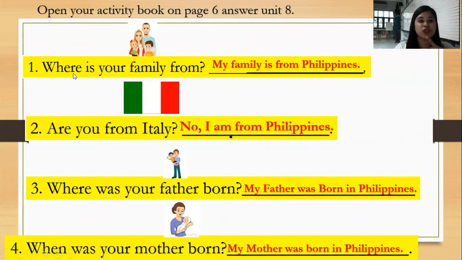Okay, let us read. Where is your family from? My family is from the Philippines. Are you from Italy? No, I am from the Philippines. Where was your father born? My father was born in the Philippines. Where was your mother born? My mother was born in the Philippines.